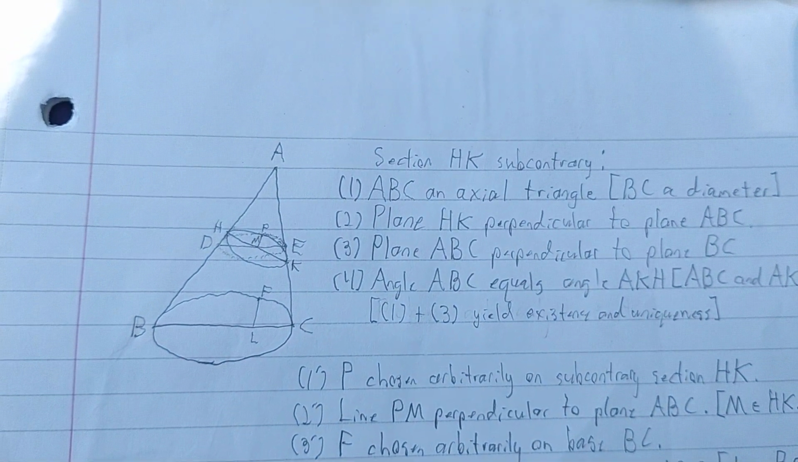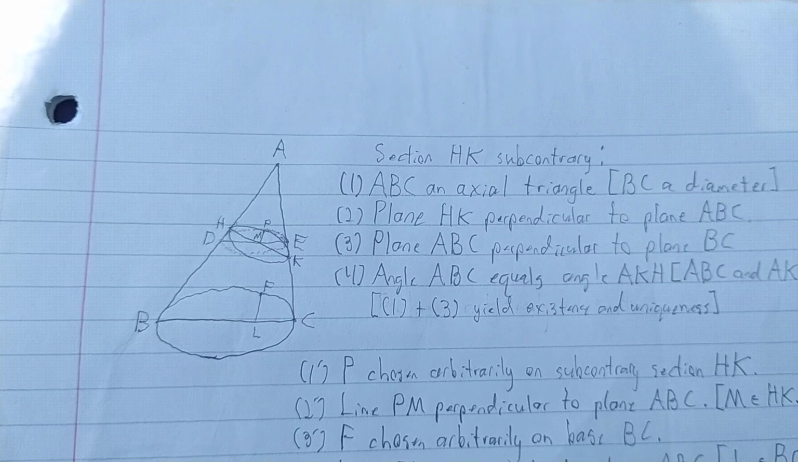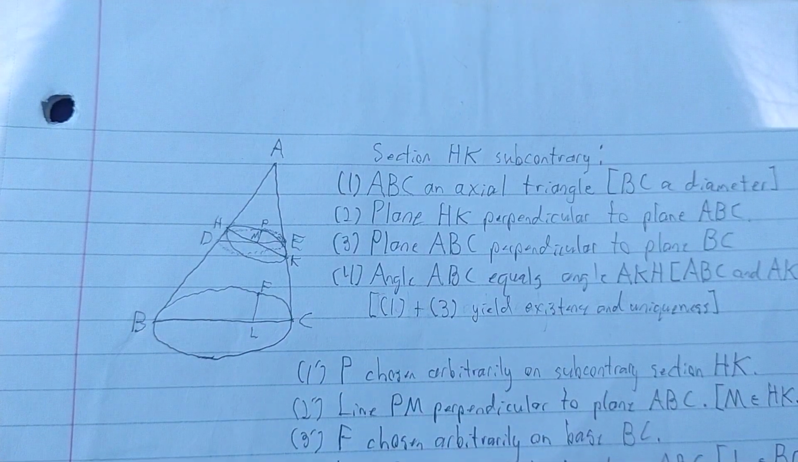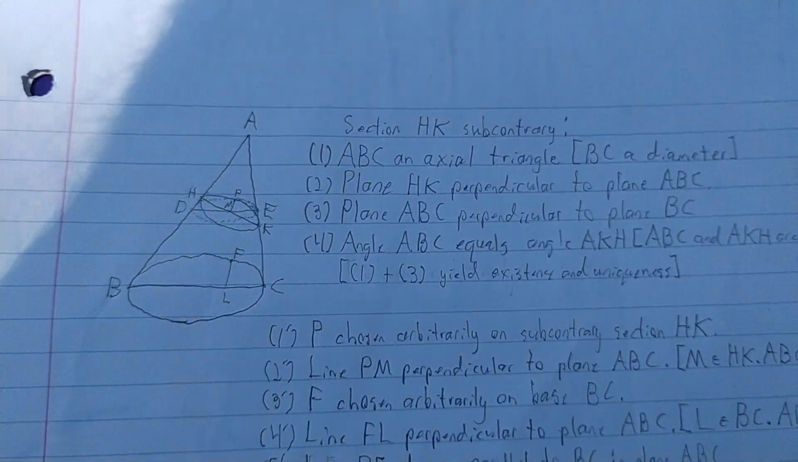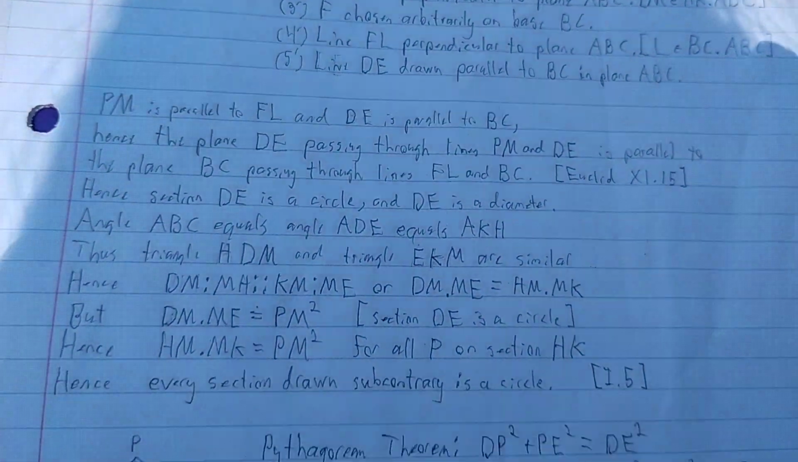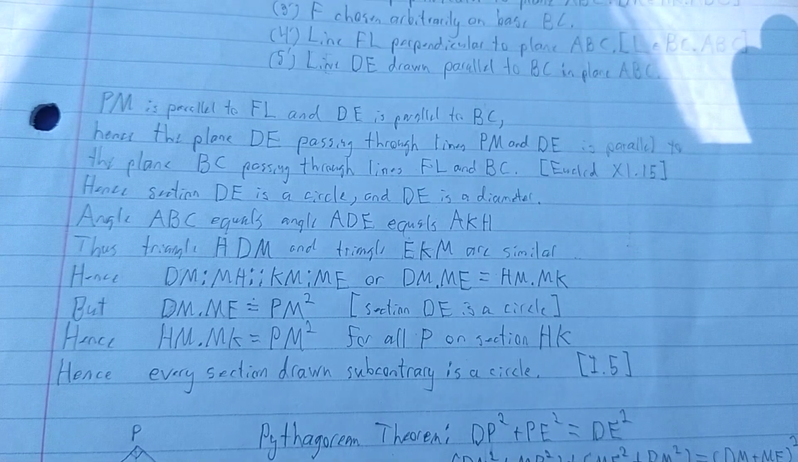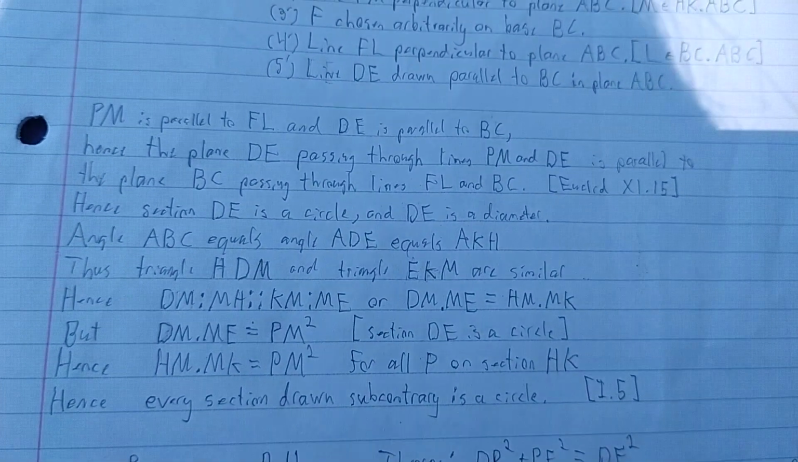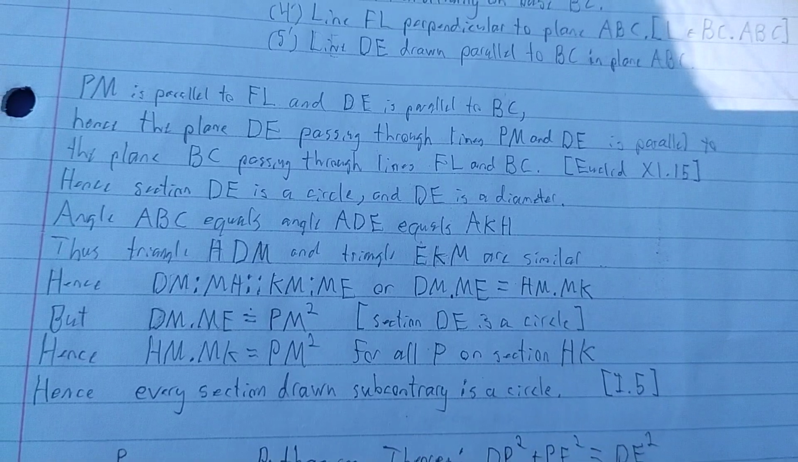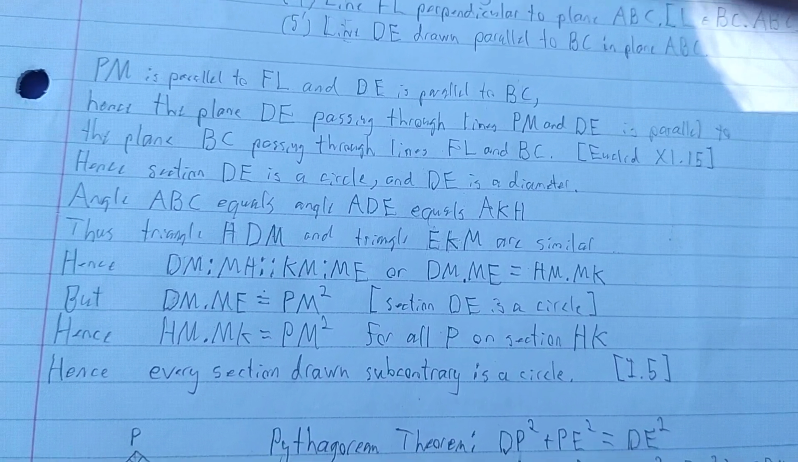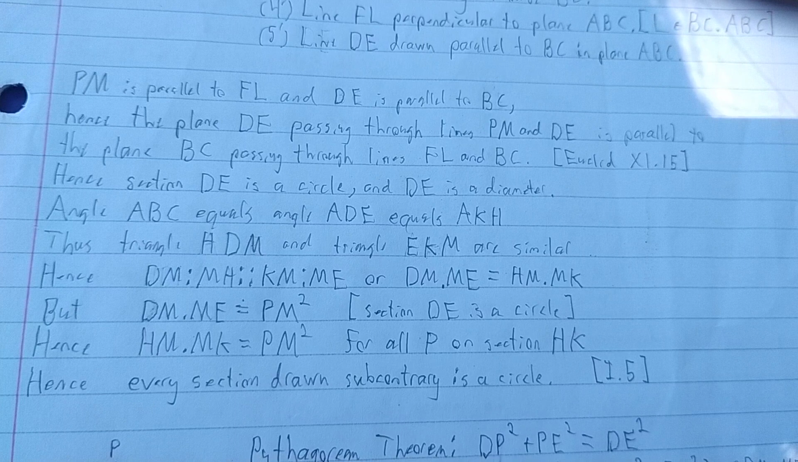And P was chosen arbitrarily. Hence the square on PM is always equal to the rectangle HM·MK. That is to say, this algebraic characterization always holds. But this is just the characterization of a circle. Hence every section drawn subcontrary is a circle.